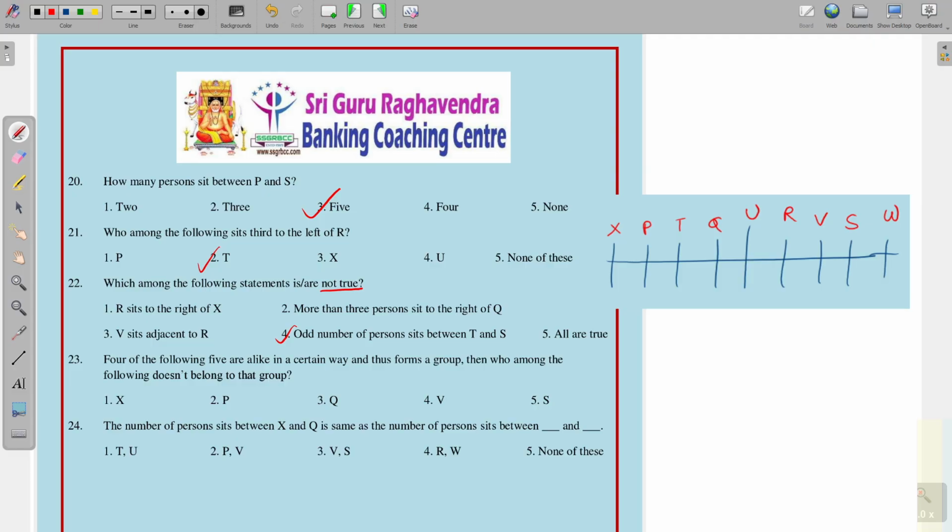Question number 23. Which among the following does not belong to the group?